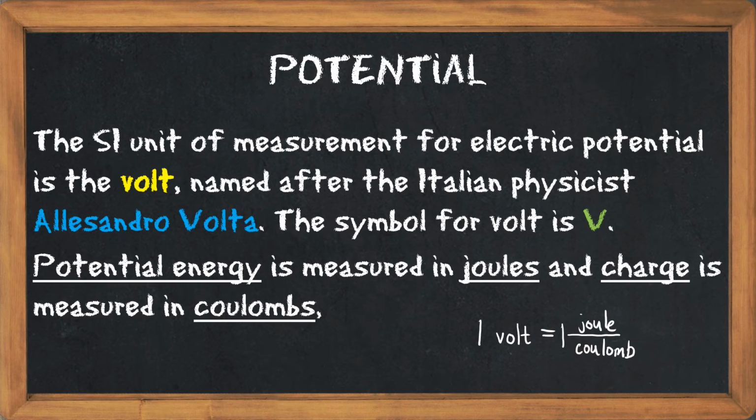The SI unit of measurement for electric potential is the volt, named after the Italian physicist Alessandro Volta. The symbol for volt is V. Potential energy is measured in joules and charge is measured in coulombs. Thus 1 volt is equal to 1 joule per coulomb.